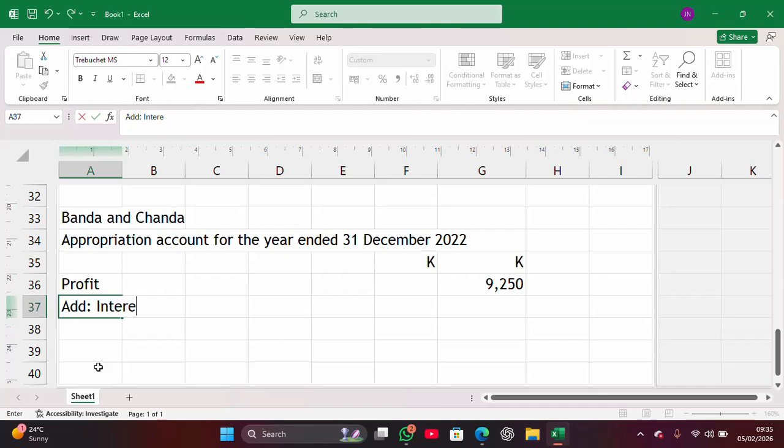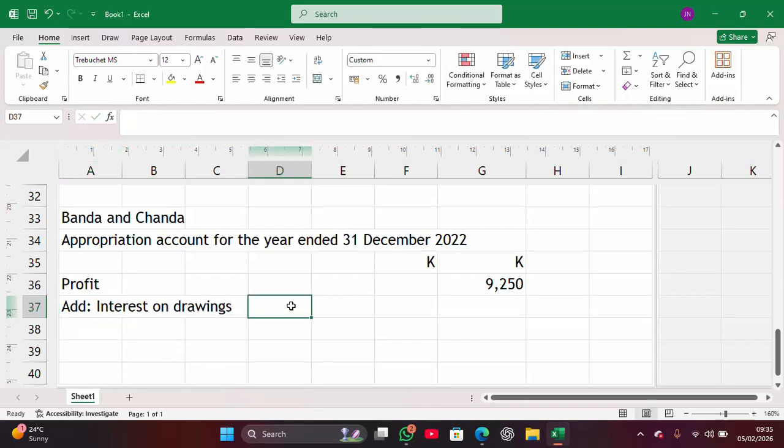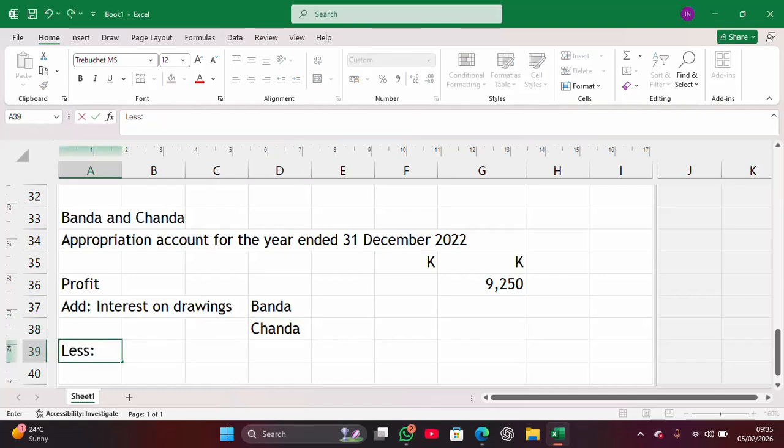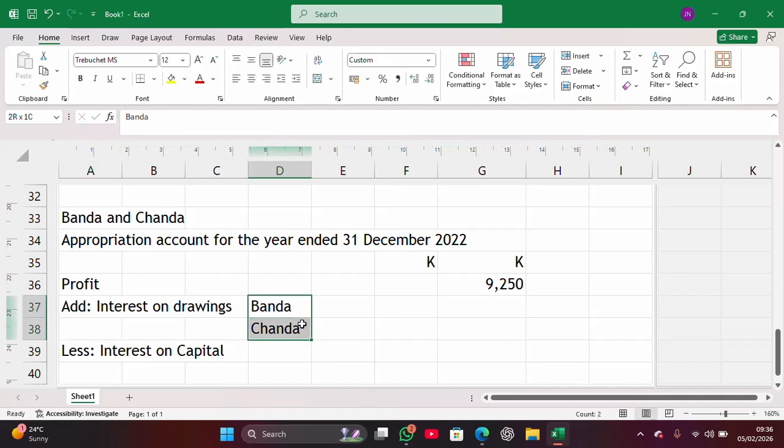Okay, can we proceed? Interest on what? Drawings. So we have got who and who? We have got Banda and Chanda. Okay. What else do we have? So then less interest on what? Capital. Again, we have got Banda and Chanda. So we are going to utilize the power of Excel.